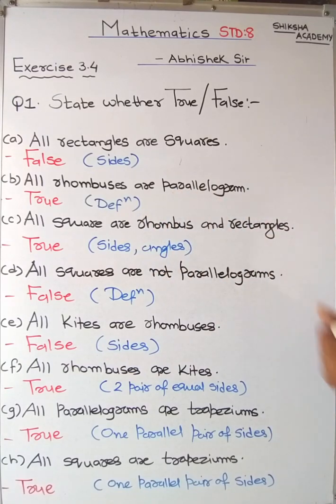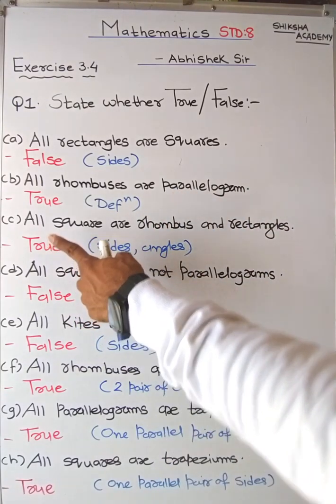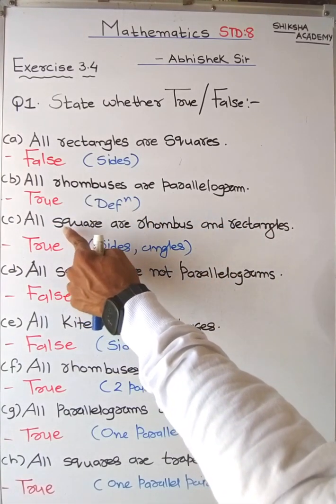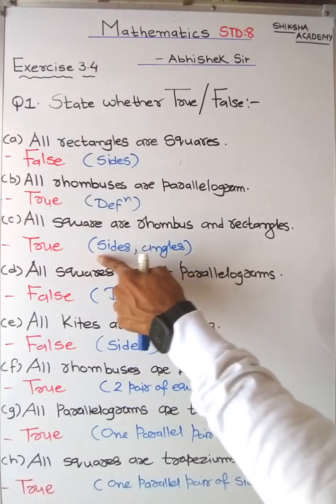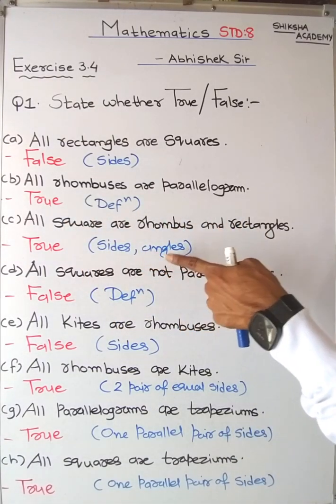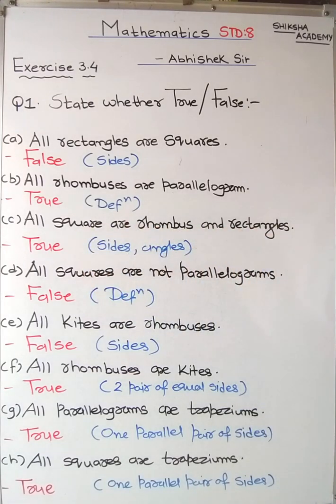Clear? Moving on to the third statement, all squares are rhombuses and rectangles. So this statement is true because square and rhombus sides are the same, and in squares and rectangles all the angles are also the same. So squares are rhombuses and rectangles.